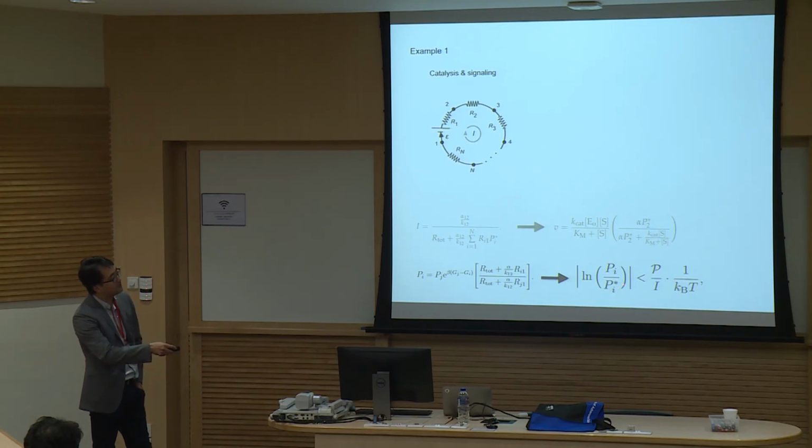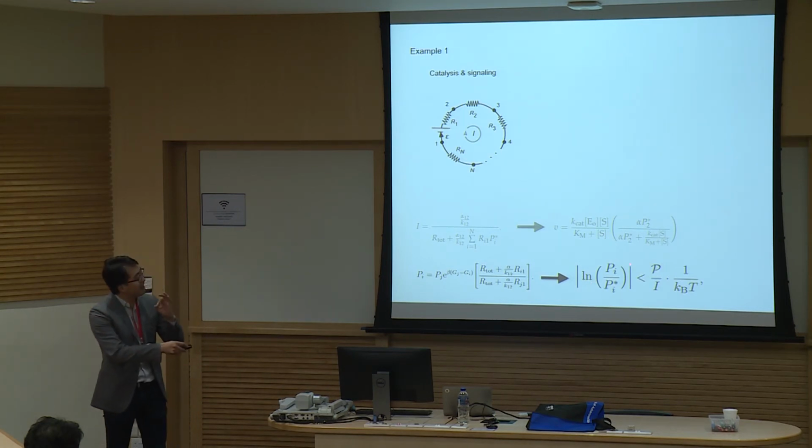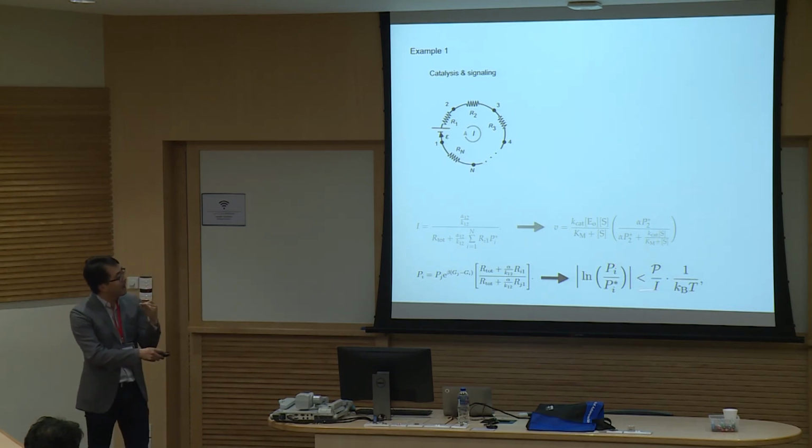A consequence of this is you can show that the log of how much you want to magnify the P star, and any star means that it's the equilibrium probability, the probability before I drive it. So how much I can amplify or de-amplify a probability from its equilibrium value is bounded by the power dissipated divided by the current, which is basically the energy cost per cycle divided by kT.